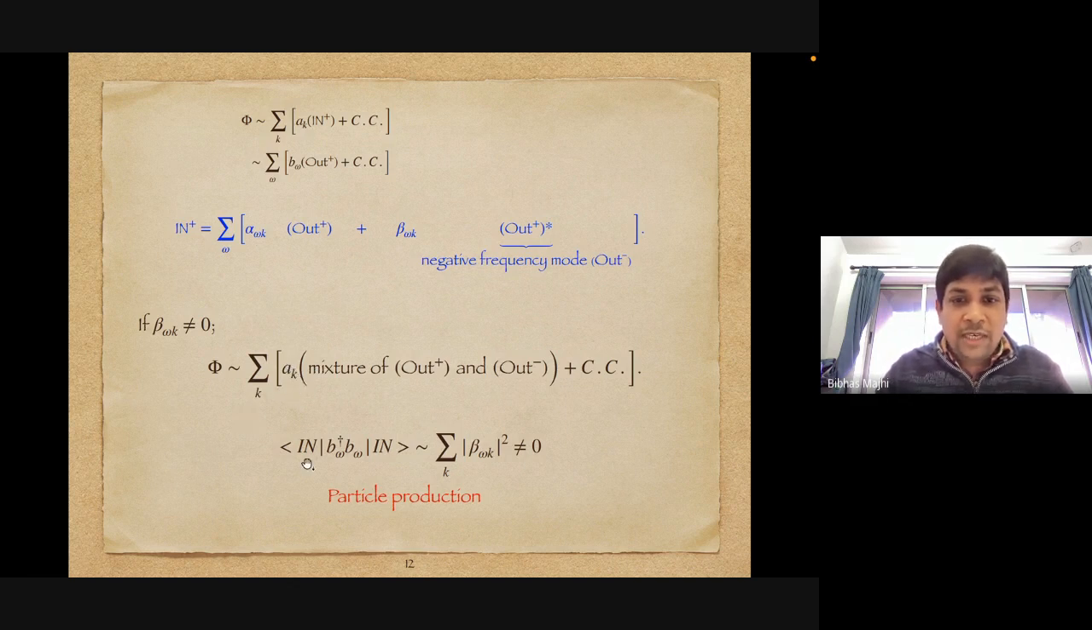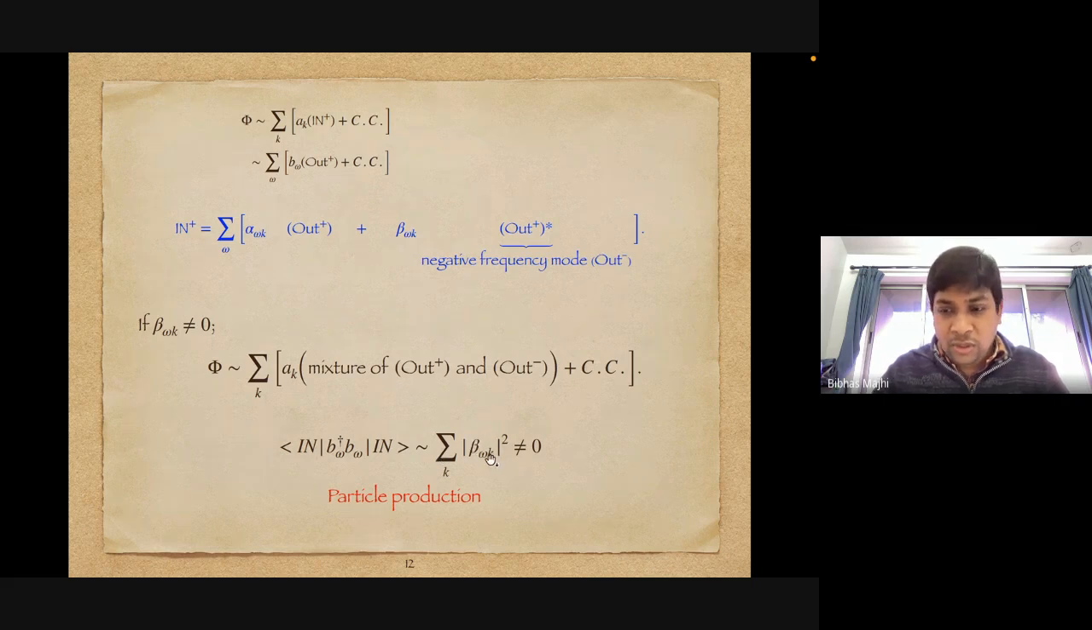Now, if one calculates the number operator corresponding to the outgoing mode in the vacuum of the ingoing mode, there will be this factor. And if beta is non-zero, then you can see that the number of particles in the in mode is non-zero. So one can see particles in this particular state with respect to the outgoing observer. So this is the kind of calculation there is.